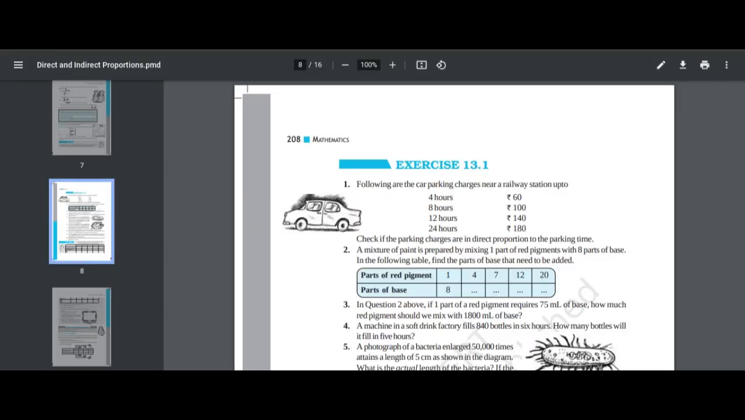Okay? In exercise 13.1, in the first question, what are they asking us about? They're asking about the car parking charges near a railway station. Are those parking charges exactly in direct proportion to the parking time or not? By solving them, did we get the exact proportionality? No. So it means that they are not exactly in direct proportion to the parking time.